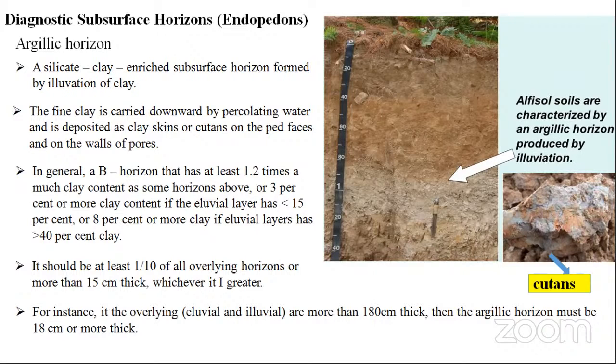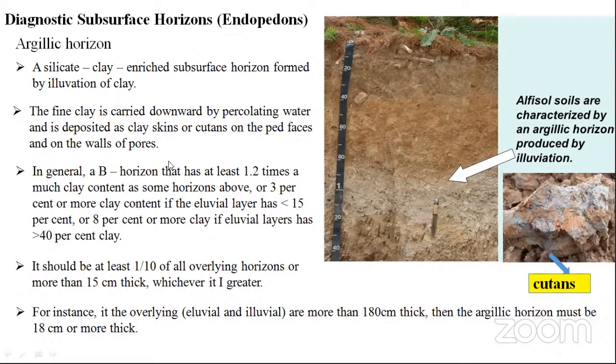The clay content should be how much? If the eluvial and illuvial horizons together have 180 centimeters thickness, then this argillic horizon should be at least 18 centimeters. This is the meaning of it. If 180 centimeters thickness is there by combining all these, this argillic should be 18 centimeters.